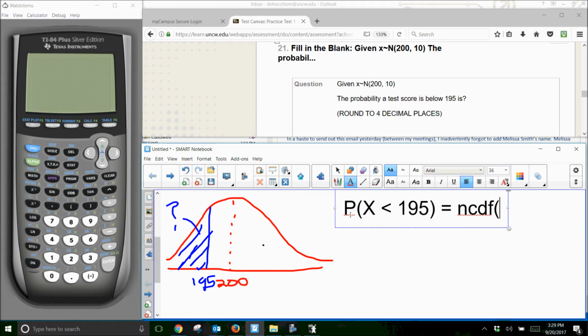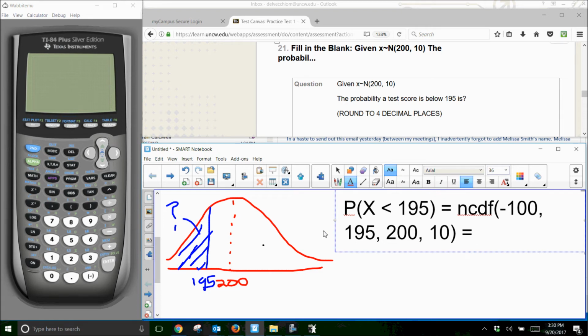Now, the first parameter in this function, we need a lower bound. The general rule is as long as you're 4 standard deviations away to the left, that'd be sufficient for a lower bound. So here the standard deviation was 10. So if you went at least 40 down, 150 would work fine. It's a little extra, but you could even go lower. I mean, we could have done negative 100 here. That's fine. And then our upper bound would, of course, be 195. And then 200 is our mean, and 10 is our standard deviation. And we want to round to 4 decimal places.